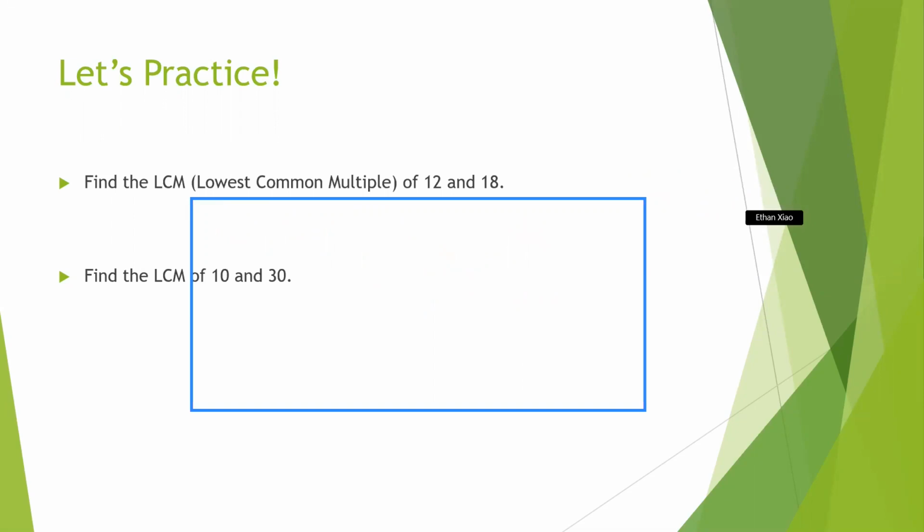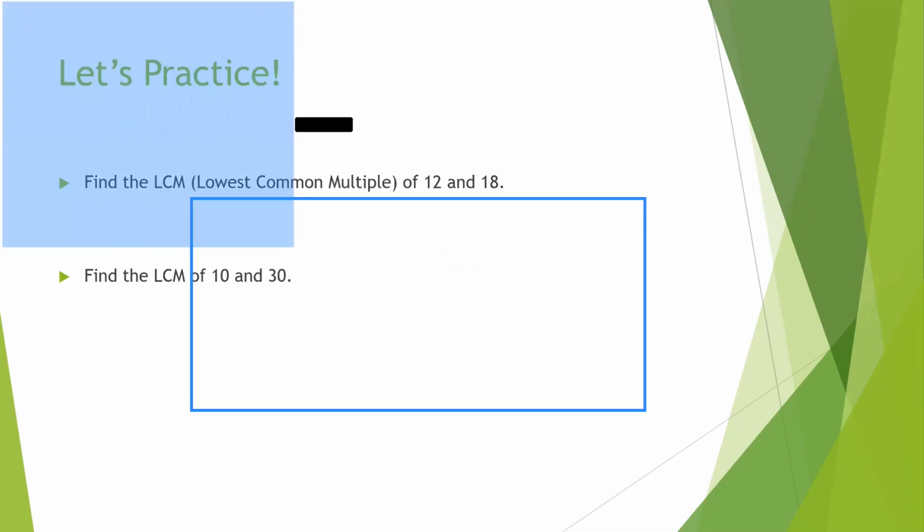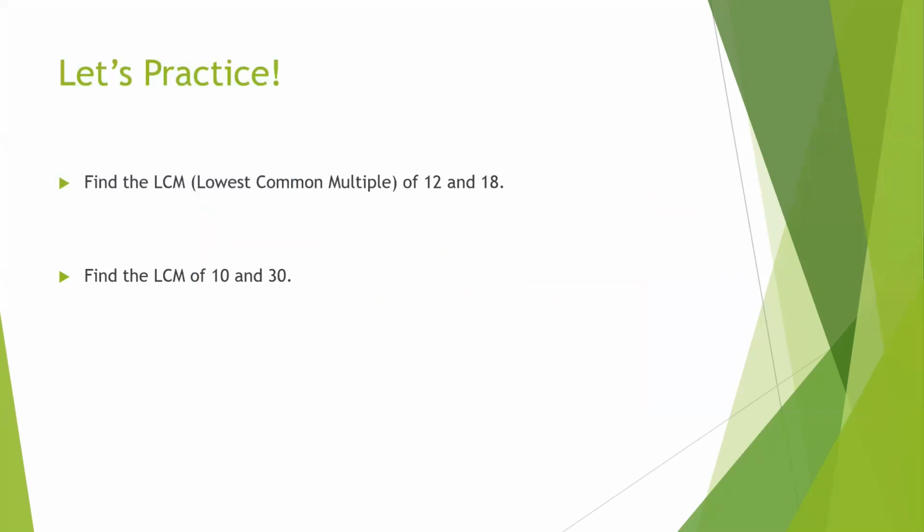And the other way I'm going to do this is I know 12 and 18 are both multiples of 6. So we just divide both of them by 6. So we get 2 and 3. And 2 times 3 is 6. And 6 times 6 is 36. So that would be the answer.